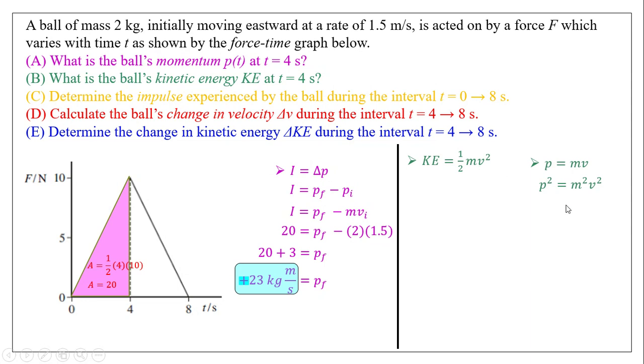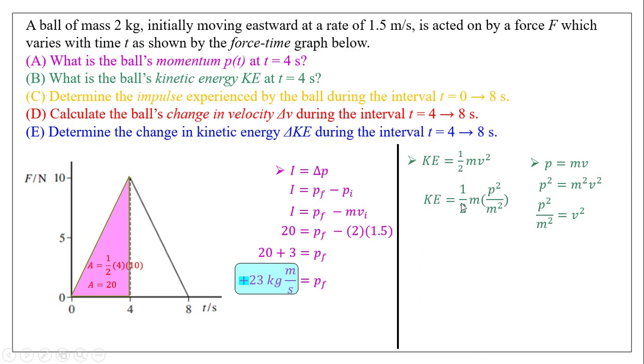So to get V squared by itself, I'm going to divide both sides by M squared. So this M squared here just gets moved to the bottom left. So I can say that V squared is P squared over M squared. Now, once again, I'm doing this because the KE term has a V squared. So essentially I can substitute it out.